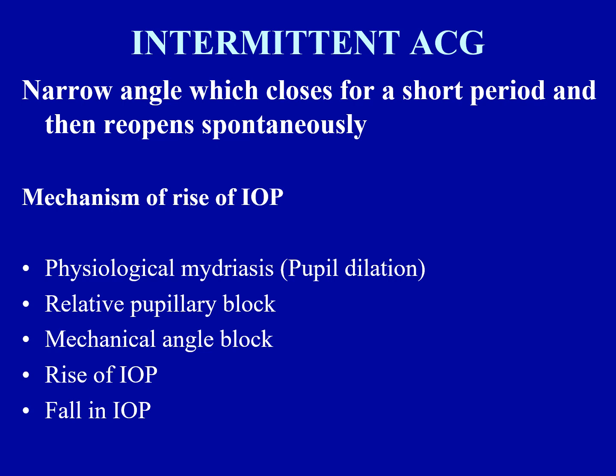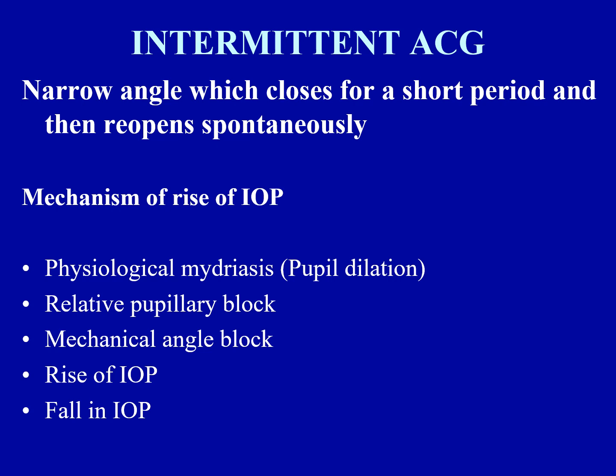Next comes the intermittent stage. In the intermittent stage, it is the narrow angle which closes for a short period and then reopens spontaneously. So for a short period, when the angle closes, intraocular pressure rises, giving rise to symptoms in the patient. And what is the mechanism of rise of intraocular pressure? In these patients, usually the physiological mydriasis is there.